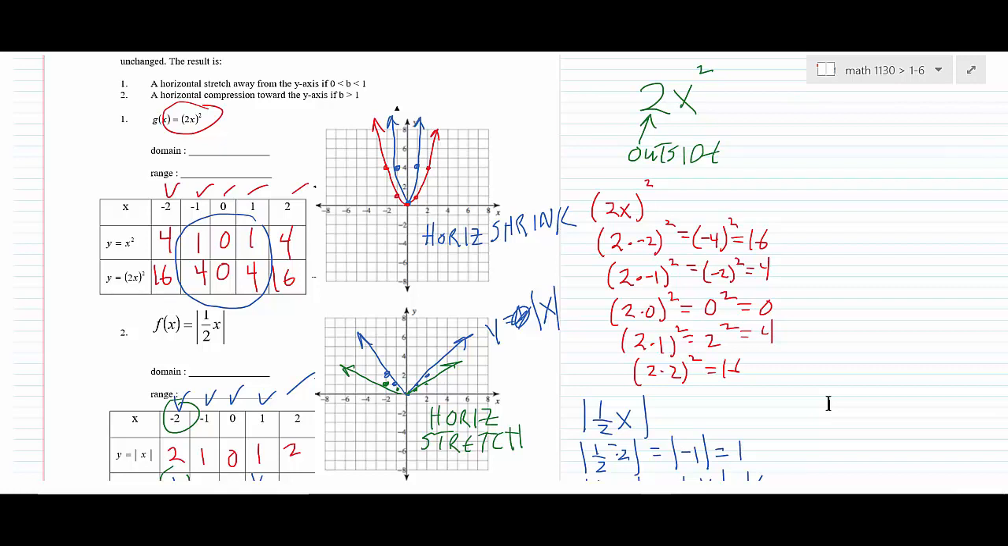Okay, what if I did absolute value of x minus 2? What does that do? Down 2. Why? Because the y values get smaller by 2. I want you to understand that instead of memorizing all this stuff.